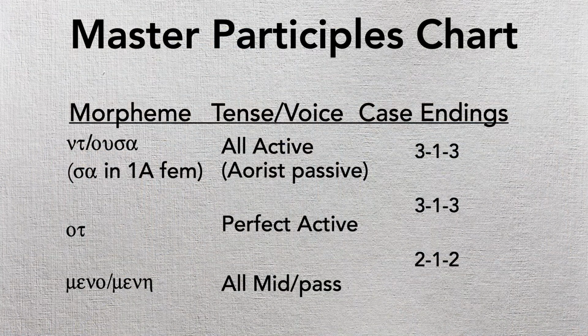Now here's the master participles chart. These are the morphemes. There's more information on this. You'll have this as a handout. There's more information than you need here right now, but it's just trying to give you all of that information, the nu tau, the usa, the mena mene, some other stuff we haven't learned yet. We'll keep coming back to this every time we learn a new type of participle, okay?